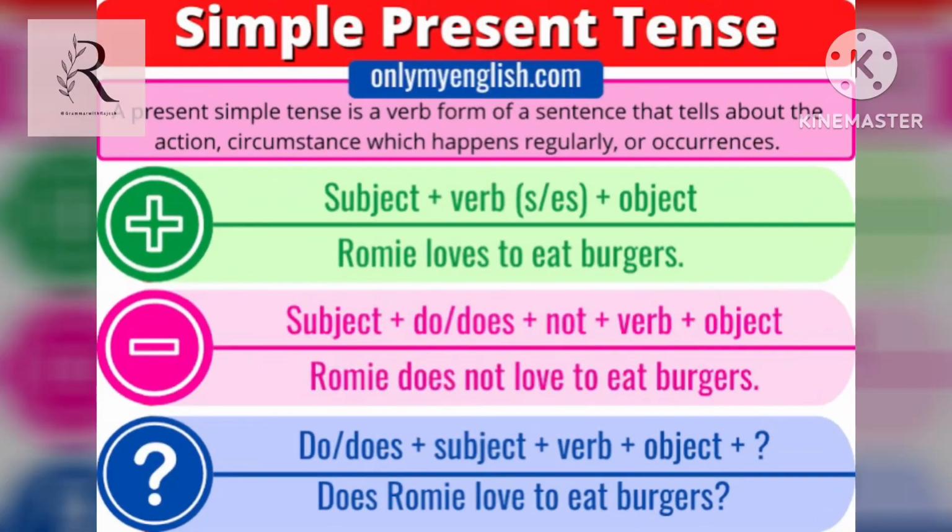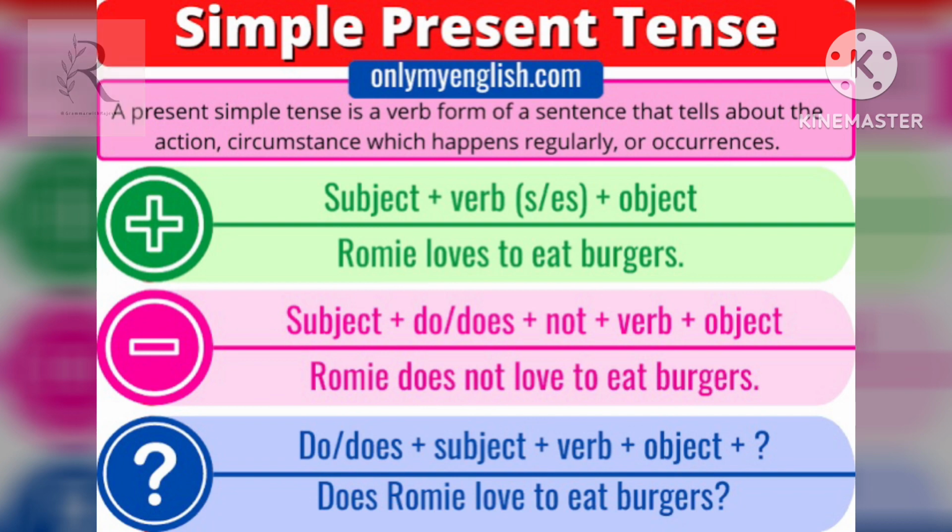A simple present tense is a verb form of a sentence that tells about an action or circumstance which happens regularly or occurrences. Structure and example for the positive simple present tense is subject plus verb s or es plus object. Romy loves to eat burgers.